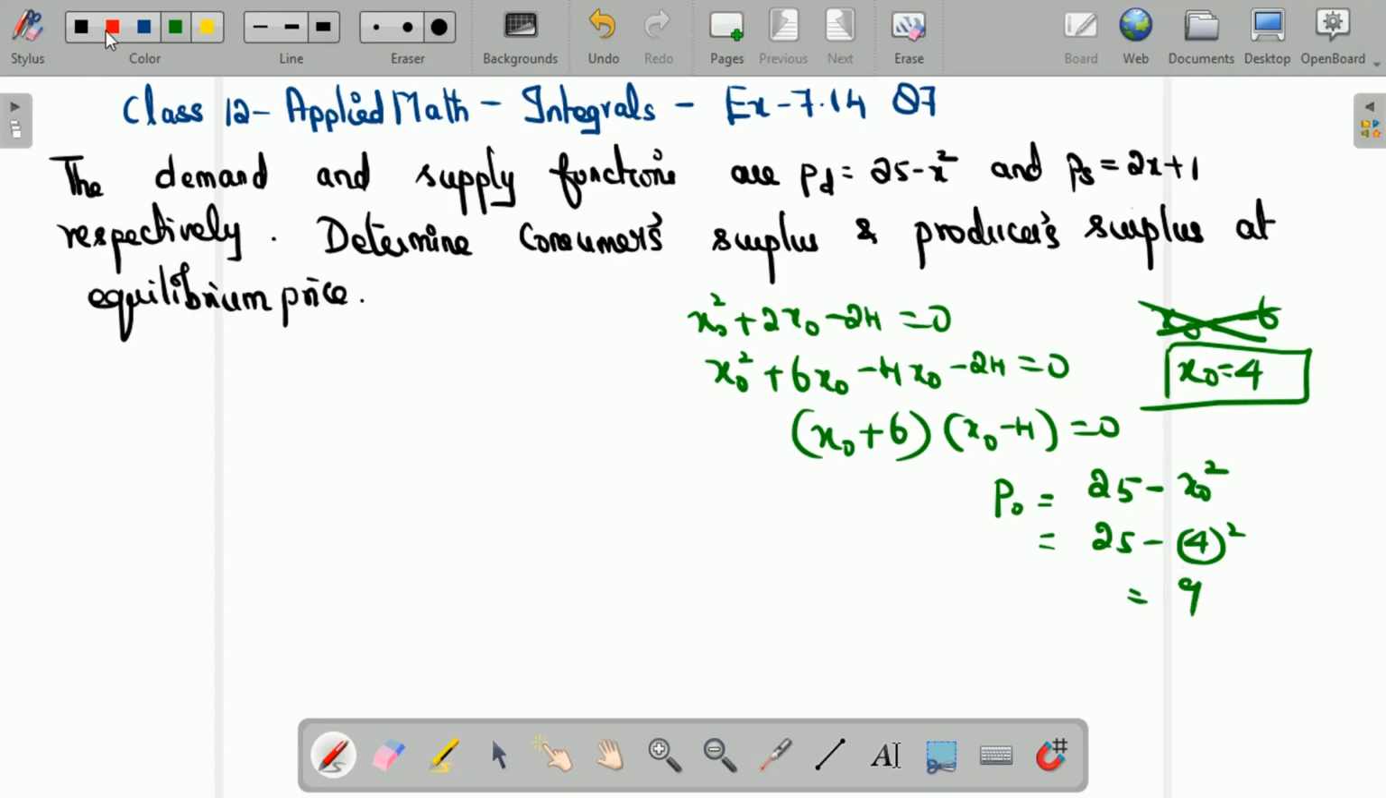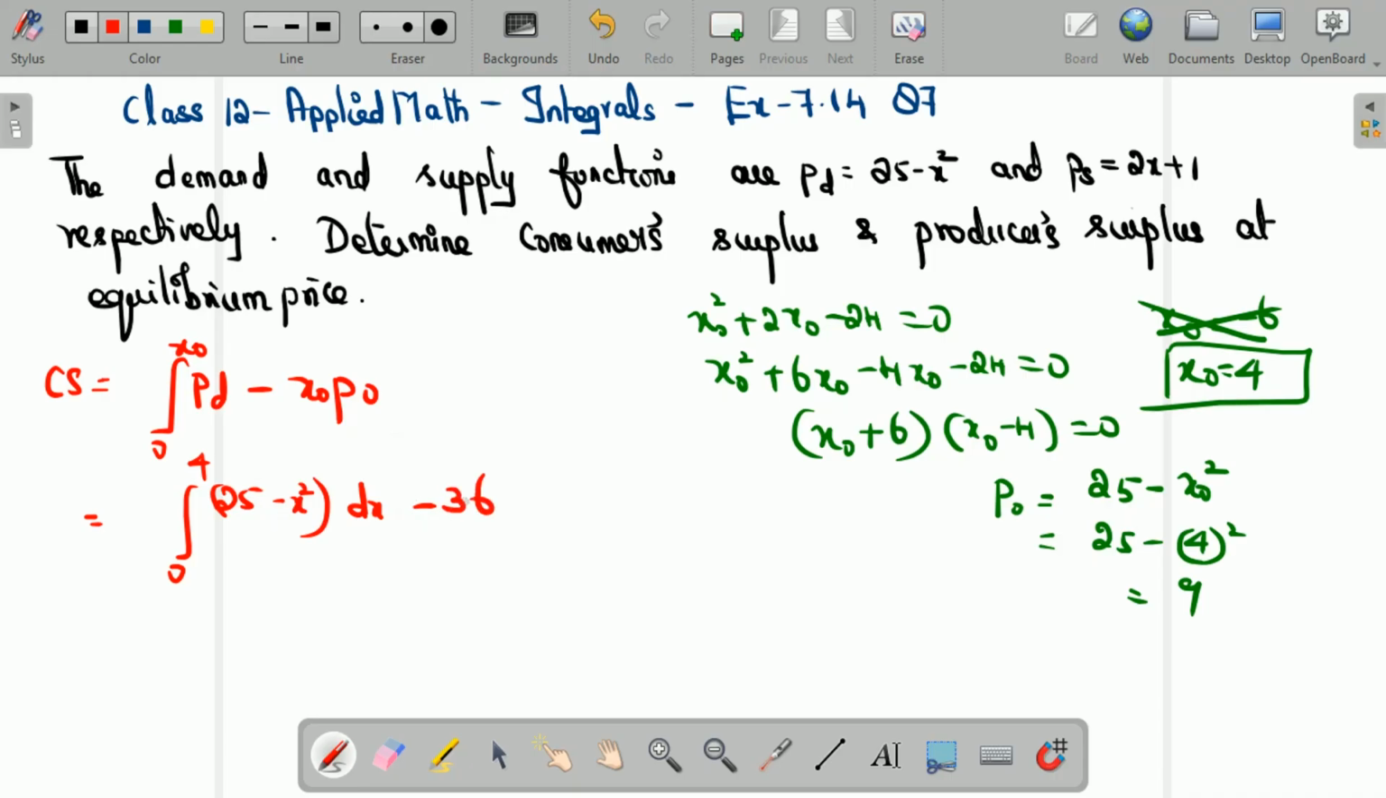So let's compute the consumer surplus. The consumer surplus is going to be the integral from 0 to x₀ of the PD function minus x₀P₀. So let's substitute. It is the integral from 0 to 4 of (25 - x²) dx minus x₀ is 4 and P₀ is 9, so 9 4s are 36. So let's integrate. This is 25x - x³/3 between the limits 0 to 4, and in this case there is a minus 36.